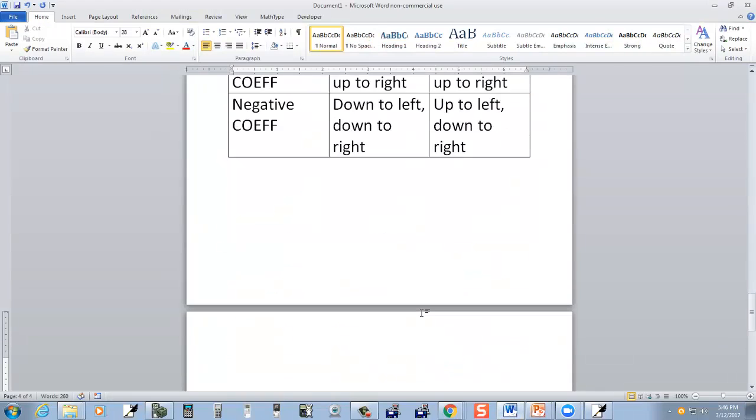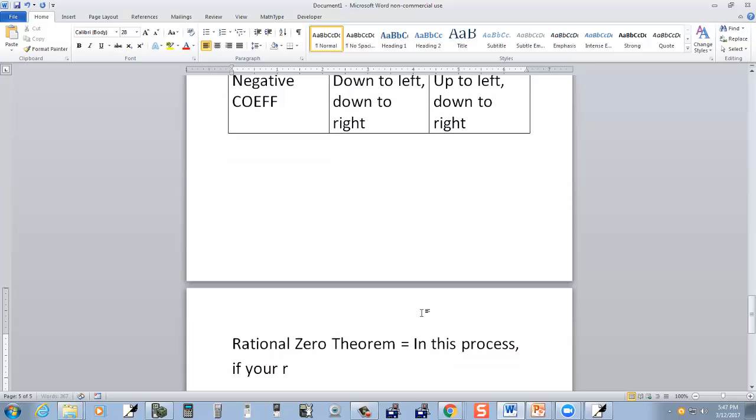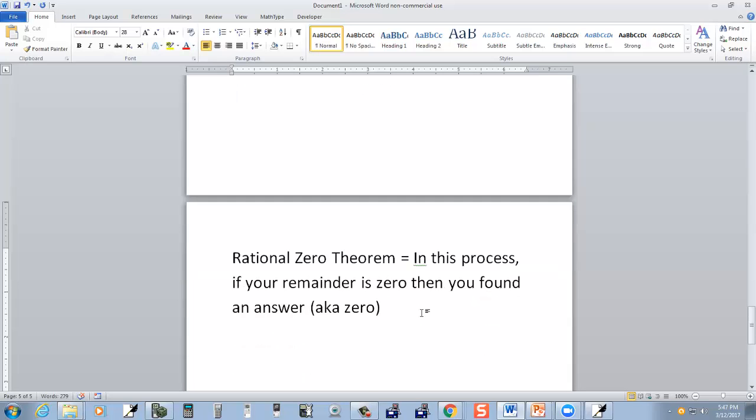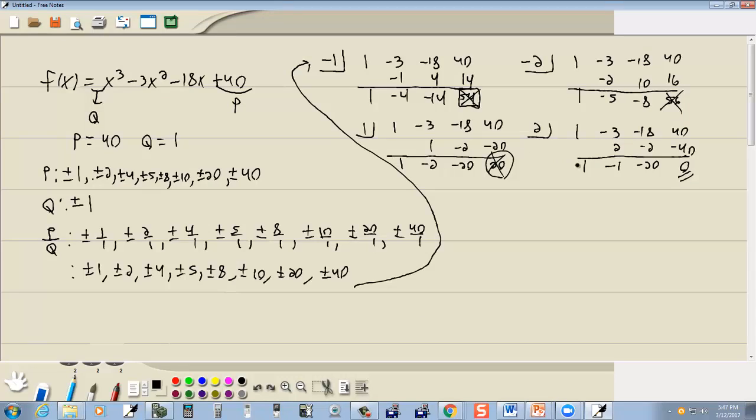Now this is very specific to this process. And the rational zero theorem, you can go and read the official definition, but it says in this process, if your remainder is 0, then you found an answer. Another name for an answer is a 0. So, since I found a 0 remainder here, whatever number's in this box is our first answer, which is x equals 2.